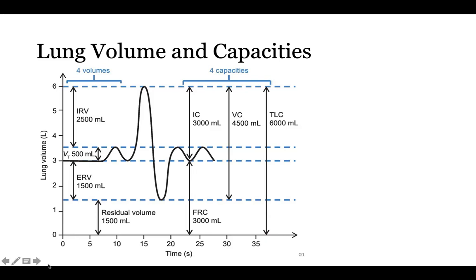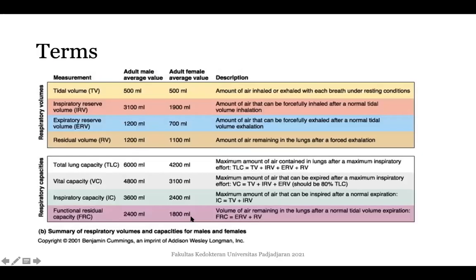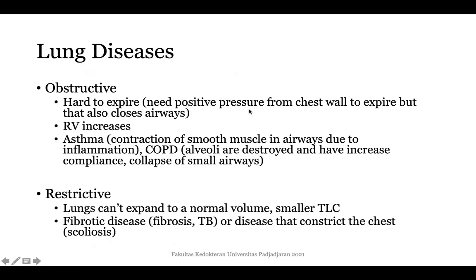This slide just breaks down the definition of each volume and its capacity. Now we are going to switch to talking about two lung diseases, obstructive disease versus restrictive disease. We will be reviewing these two throughout the video. As I mentioned before, in obstructive disease the person has difficulty to expire, so the problem is with exhaling.